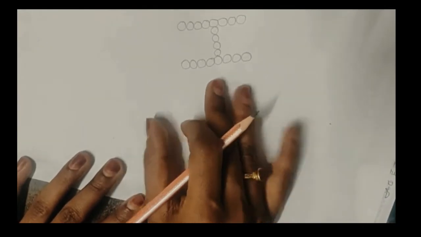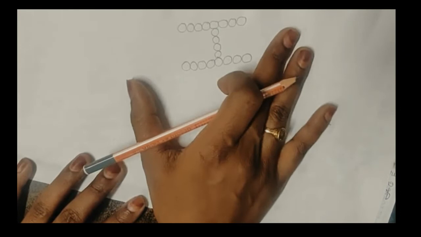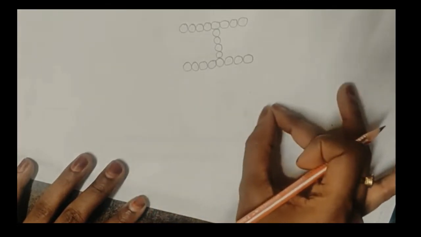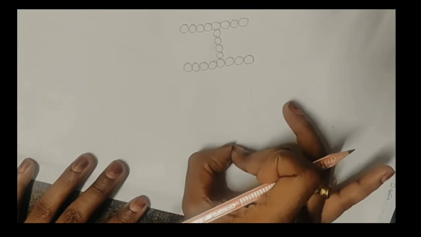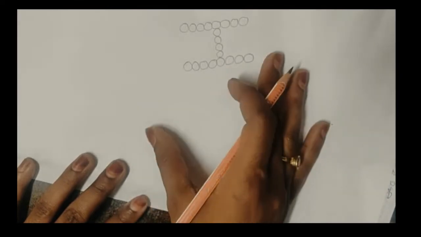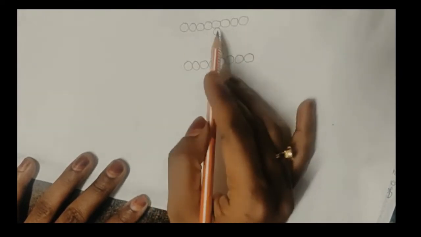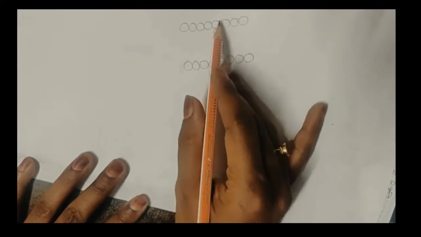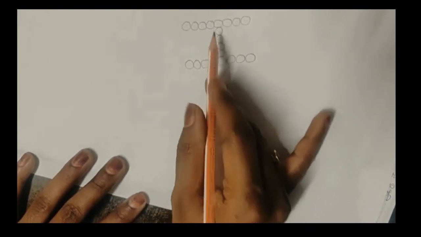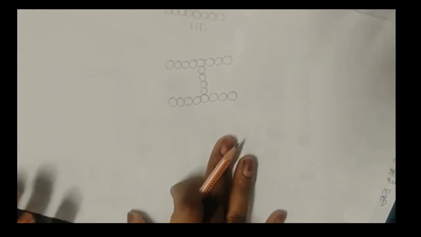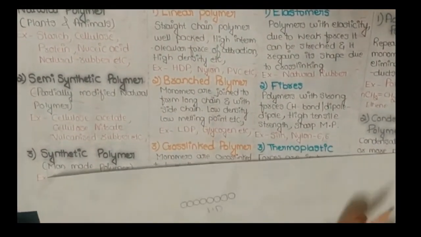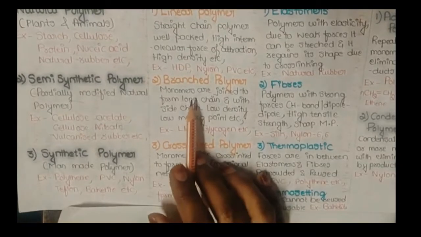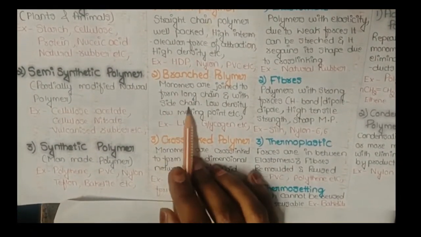I'll repeat once again. In the case of branched polymer, the monomers are joined together to form a straight chain. It will have branches also, but they are not connected with each other. Whereas in the case of cross-linked polymer, the straight chains have branches which are interconnected with each other. Then it is called a cross-linked polymer. In the case of branched polymer, as you all know, we have branches, that is nothing but side chains.